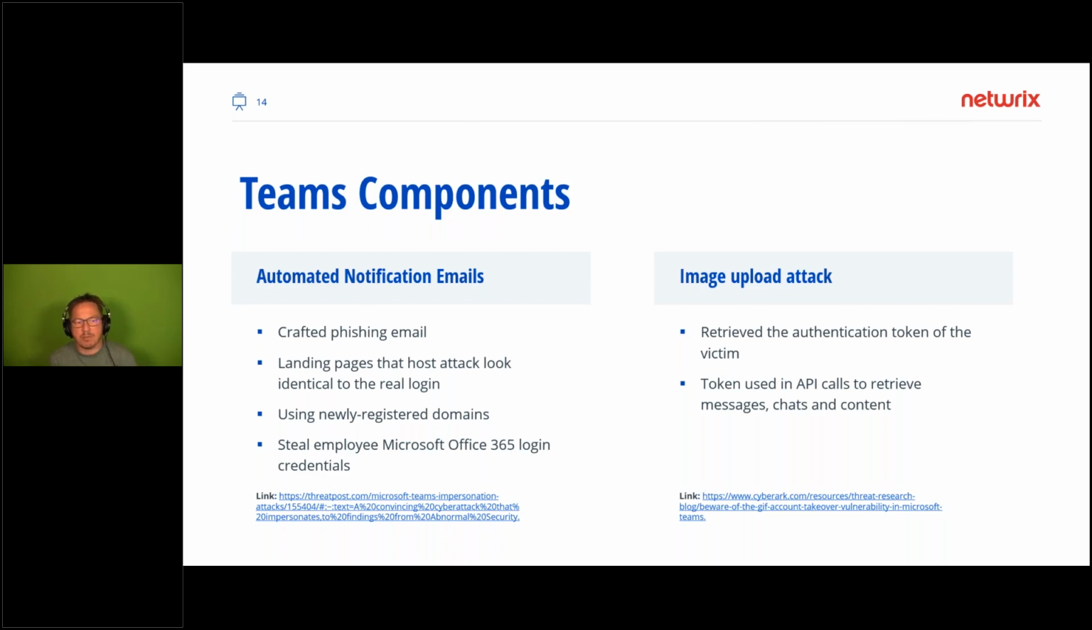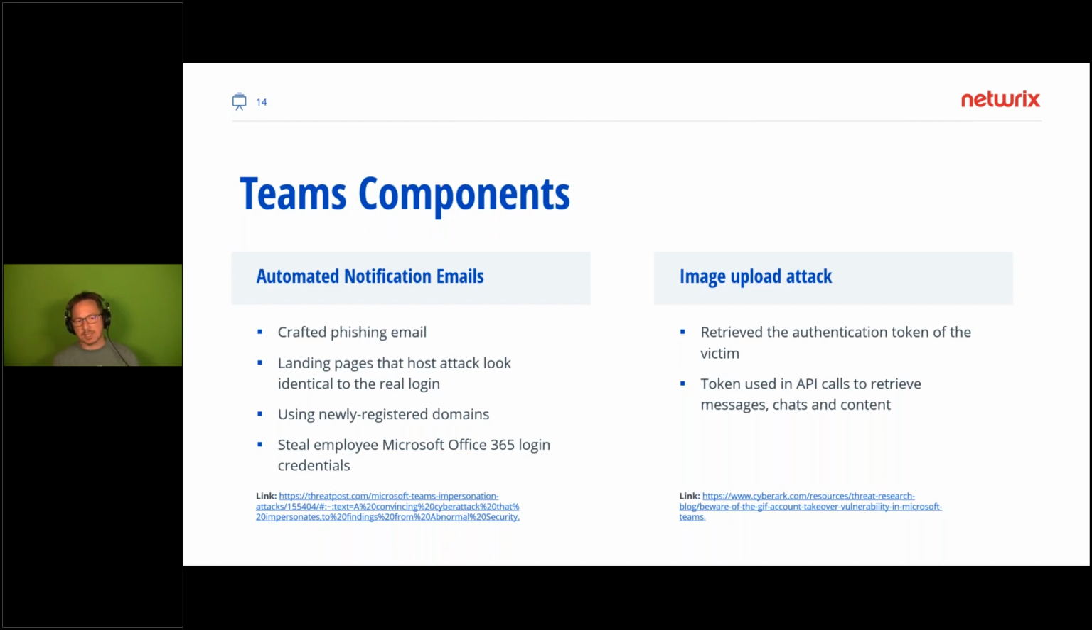They often use newly registered domains, and it's all about stealing employee credentials for Office 365, because that's the key, really. The most common way of breaking into something is to get someone to give you credentials. And whether you're in Microsoft Teams or not, Office 365 is a big attack surface to play with. The second, a recent one which Microsoft have now patched, was around an image upload attack. This would allow you to retrieve the authentication token by having them go to an image.